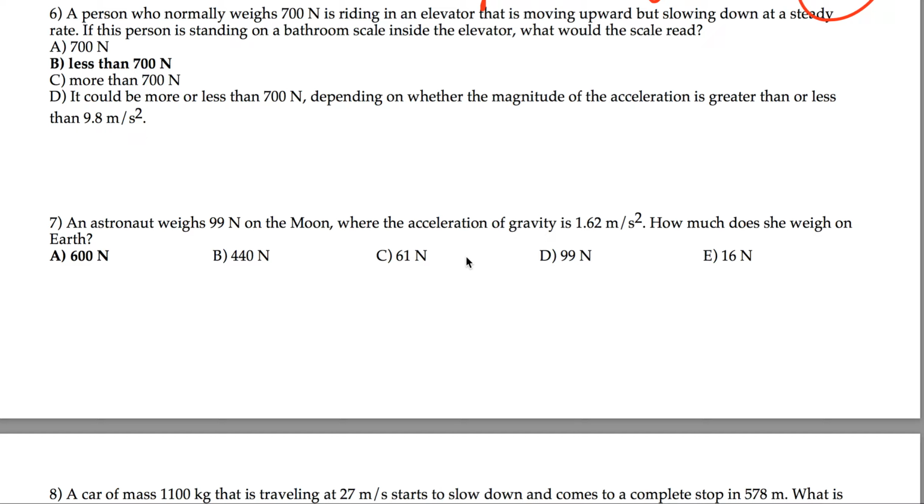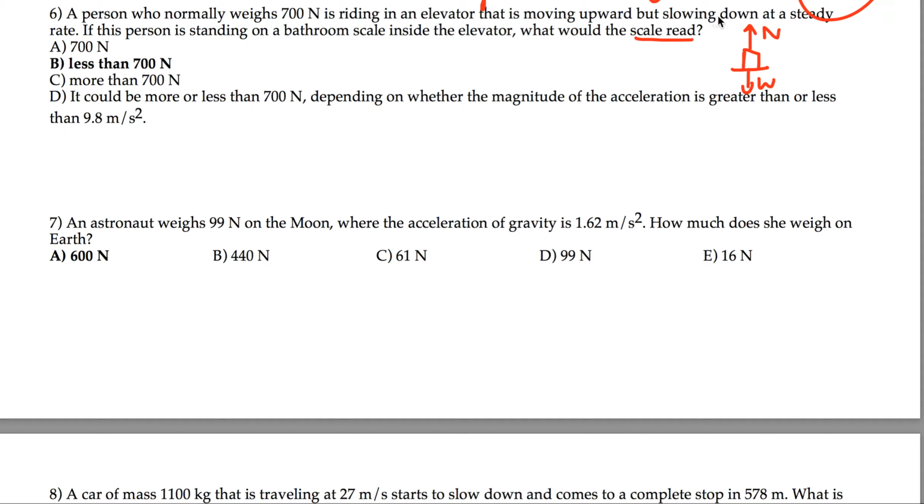Number 6, we have another elevator problem. So let's start by drawing our free body diagram. We've got the person here, with a normal force on the person going upward, and that's what the scale reading is going to be. That normal force is the apparent weight. Then we have the weight going down, and the trick is to figure out which way is the acceleration. We're moving upward, but we're slowing down.